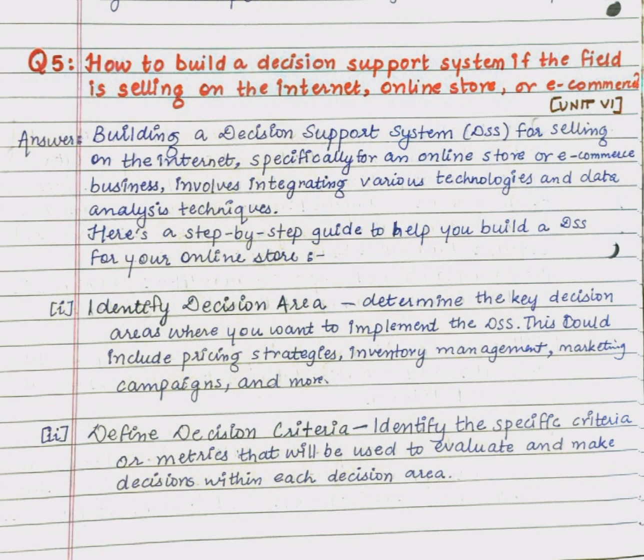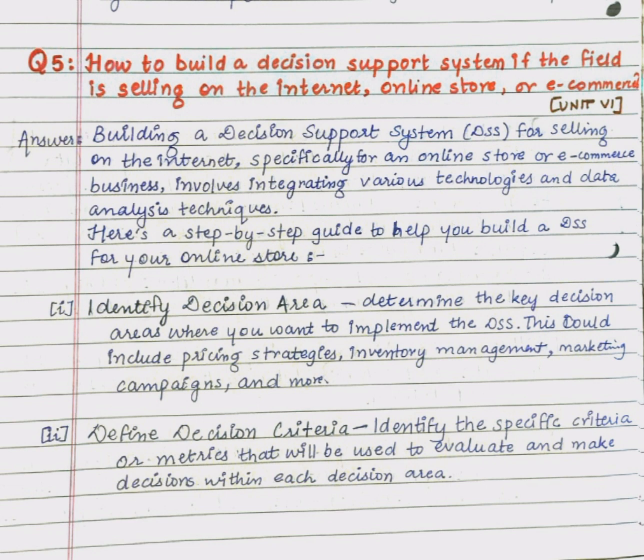First, identify decision areas. Determine the key decision areas where you want to implement the DSS. This could include pricing strategies, inventory management, marketing campaigns, and more.